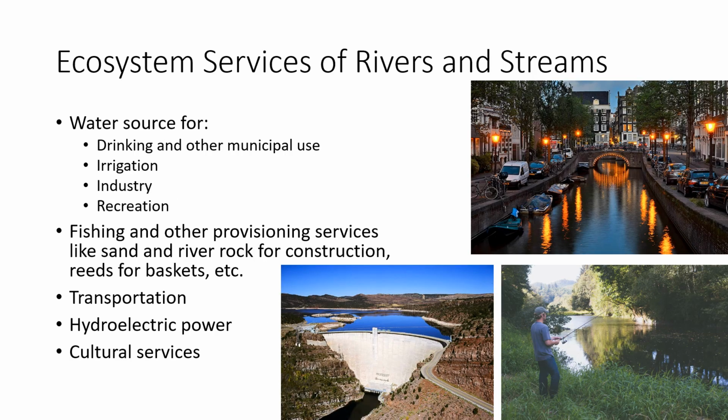Ecosystem services include drinking water and water for agriculture, for industry, and for any other use, fishing and other provisioning services, transportation, hydroelectric power, like we see a hydroelectric dam here on the bottom left, and cultural services.